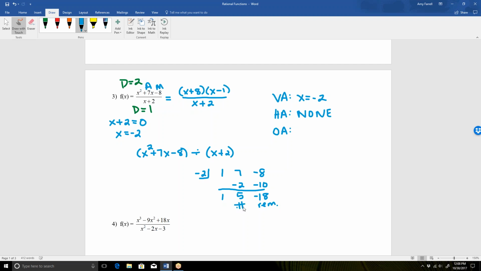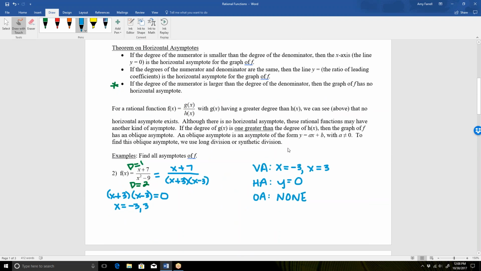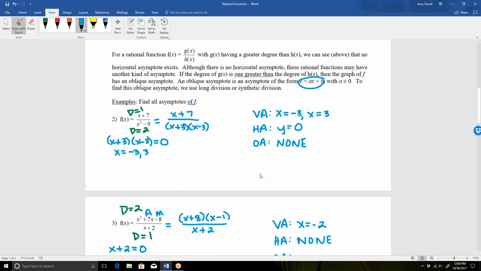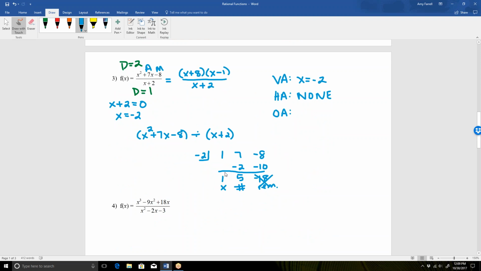This is my constant or number term, and this is my coefficient of x. The remainder is not used in the equation of the oblique asymptote, so we're not even going to use the remainder. An oblique asymptote, I'm going to scroll back up here for just a second, is of the form y equals ax plus b, and our a and our b come from our division, our long division, or in this case, synthetic division.